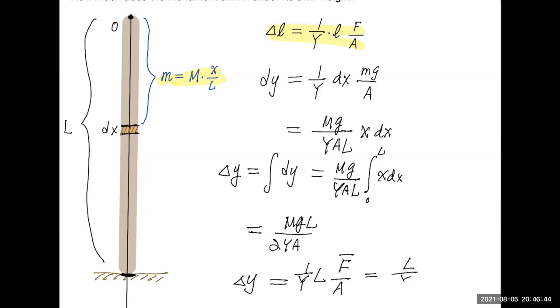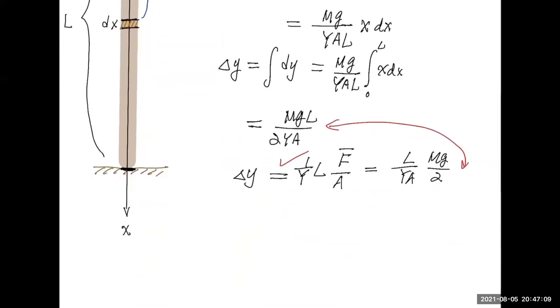L over YA, and then the average force is just mg over 2. That 2 in the denominator is due to the average. And you can see here, these two expressions are the same. So we got it right. So this is also correct. But again, this is only true because we're looking at the average value of a linear function, and that's the value in the middle.